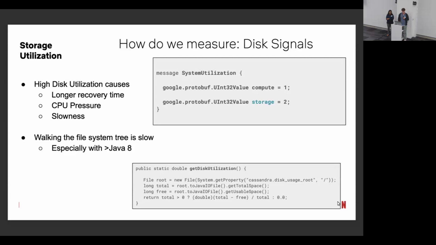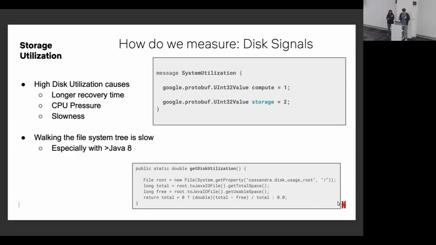One thing we realized in doing this is that Cassandra has a built-in way to check the disk utilization, and this is a very accurate measure of disk utilization. It walks the whole file tree underneath the Cassandra directories. It also looks at the memtables. It's very advanced, it's actually too advanced for our use case. We don't need that level of accuracy.